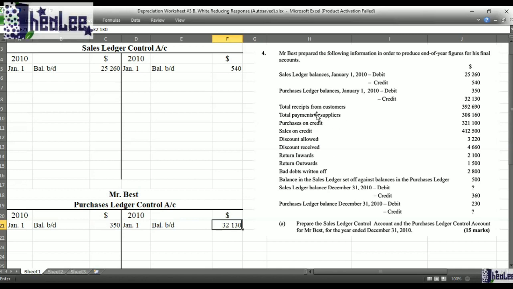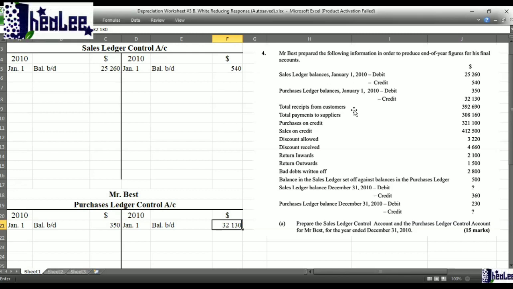Now, total receipts from customers. In looking at these, you need to ensure that you pick up the items relating to your customers, these would go to your sales ledger control because those are your debtors. And remember, your sales ledger control alternative term is total debtors account. So what relates to your debtors go to your sales ledger control. What relates to your creditors, which are your suppliers, those would go to your purchases ledger control. Total receipts from customer. This is saying that our debtors paid us.